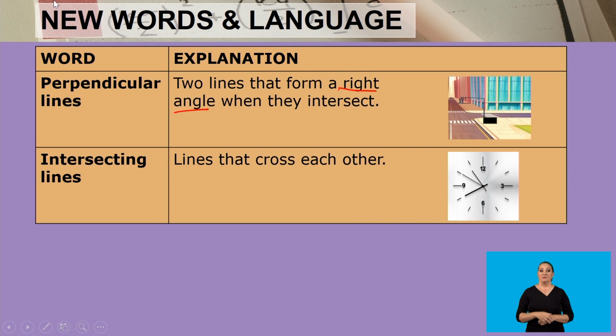Intersecting lines are lines that cross over each other. And as they cross, sometimes they make an angle of 90 degrees. And when they do that, they become perpendicular lines.